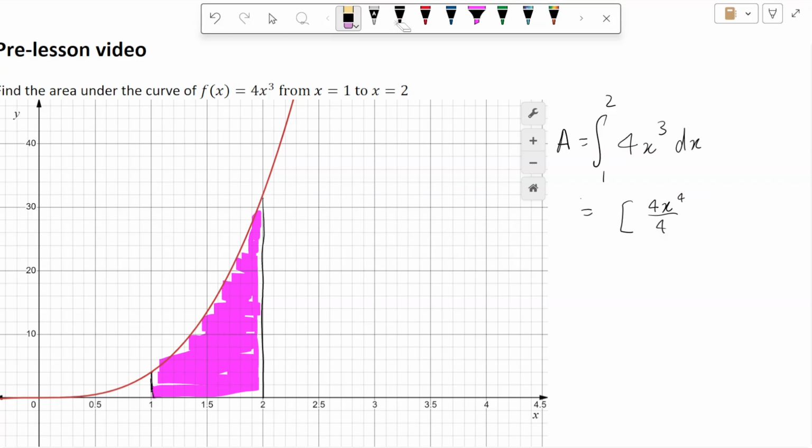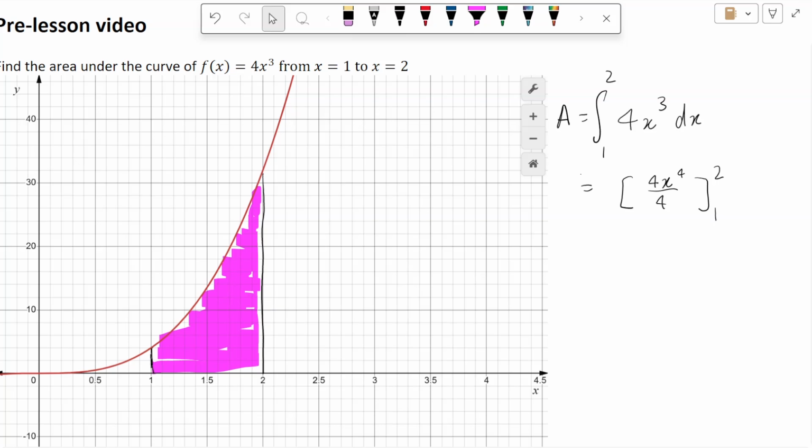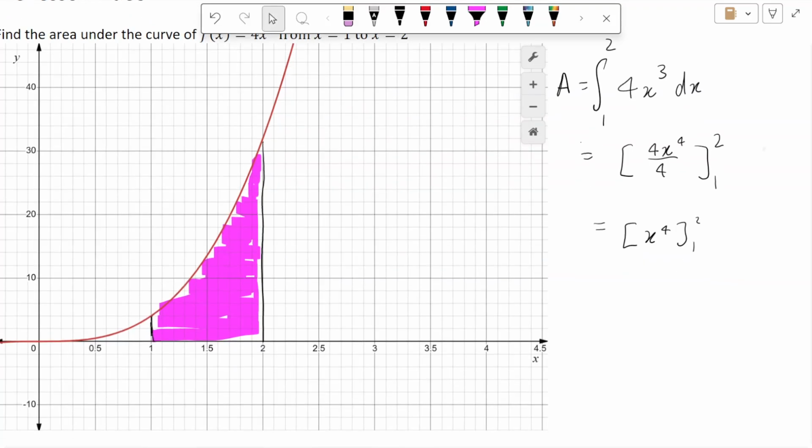Now we put it in square brackets. We don't actually bother writing the plus c when we do areas like this. We just put it in square brackets, and we keep the 1 and the 2 on the end of the square brackets there. Now we can simplify this down a little bit. So this just becomes x to the 4 from 1 to 2.